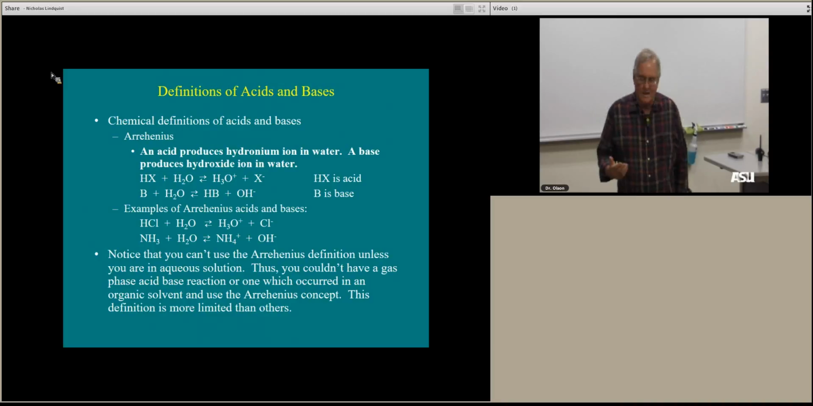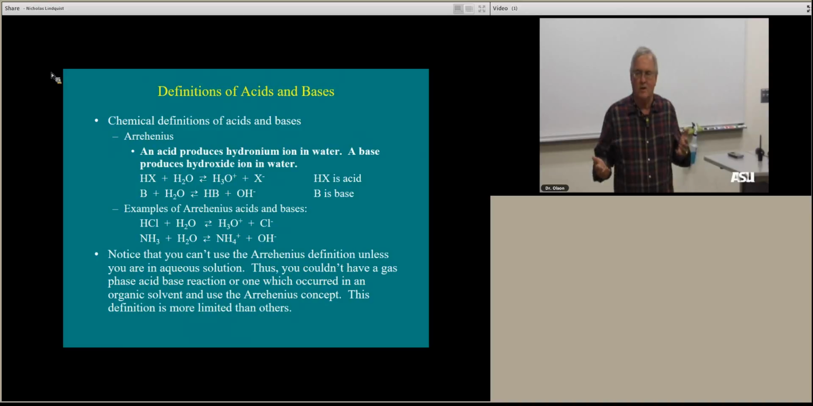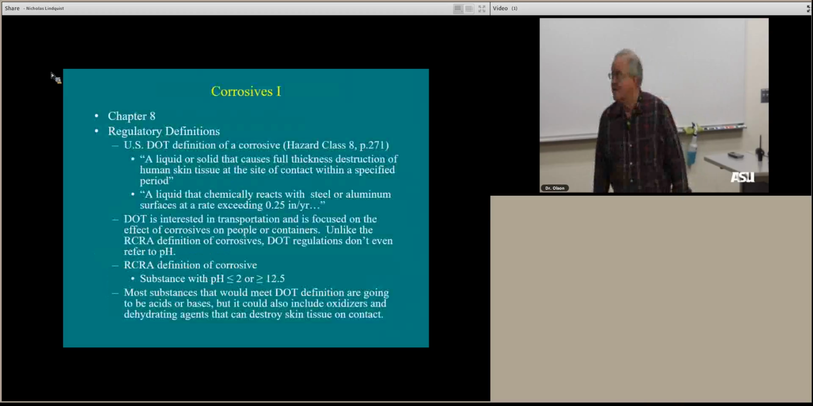Okay? So that means if you're not in water, you can't use this Arrhenius definition. And in organic chemistry and in gas phase chemistry, there's an awful lot of times that we don't have water as a solvent. And so this is the most limited definition. We can only apply it in certain conditions. But we do an awful lot of things where we use water as a solvent. And so when we do, this is a perfectly adequate kind of definition.